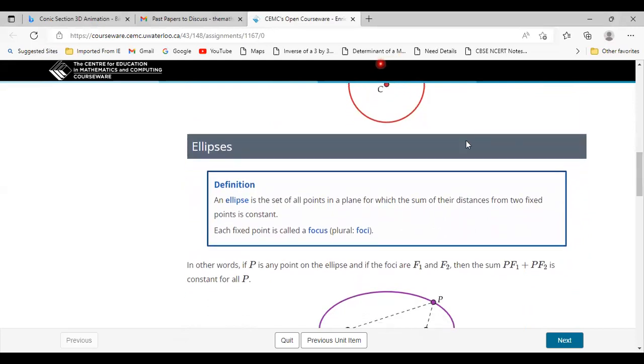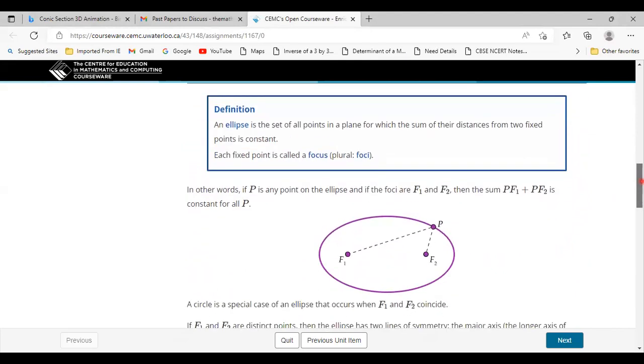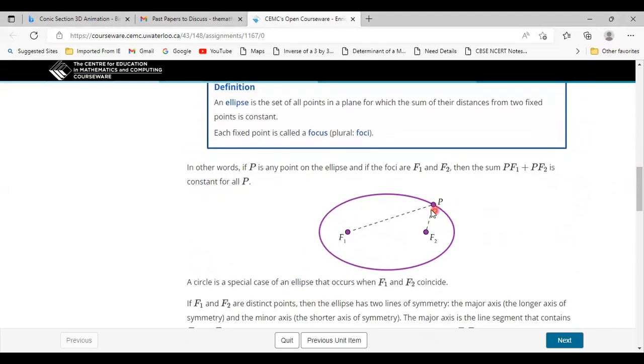You can also say an ellipse is an elongated circle in the sides. It looks like that. An ellipse is a set of all points in a plane for which the sum of their distances from two fixed points is constant. Each fixed point is called a focus; in the plural form, you call this foci. In other words, if P is any point on the ellipse, and the foci are F1 and F2, it looks like this. Can you match any real-time scenario to this diagram?